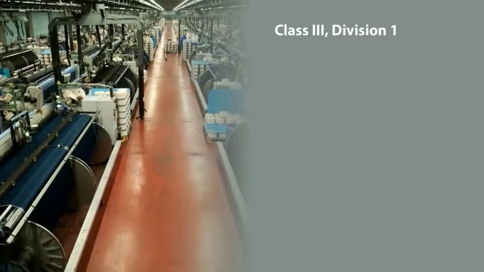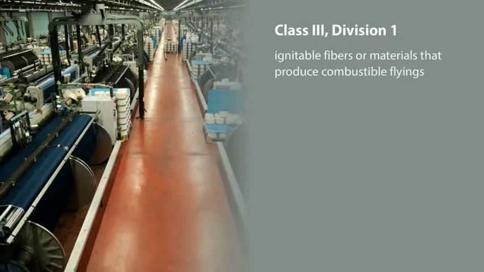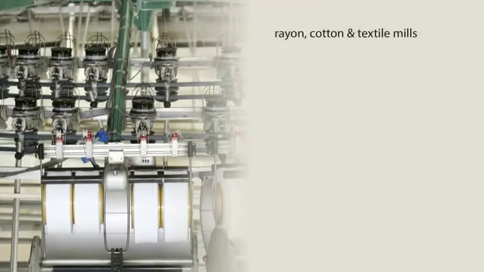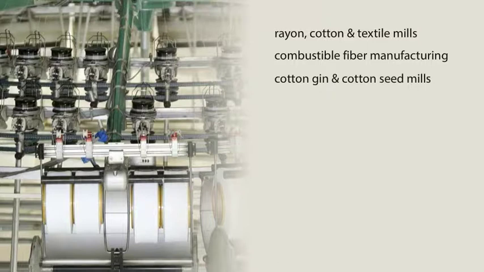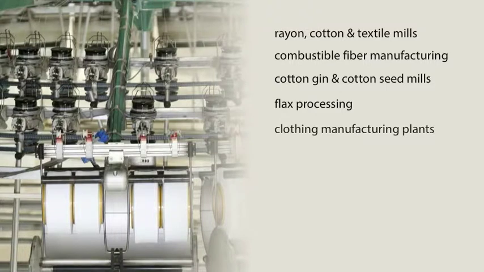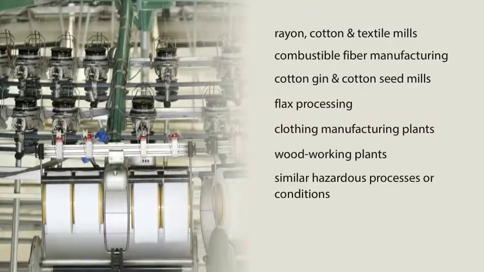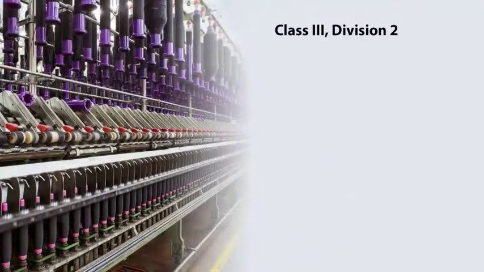Class 3 Division 1. Locations where easily ignitable fibers or materials that produce combustible flyings are used, handled, or manufactured. Examples are rayon, cotton, and other textile mills, combustible fiber manufacturing and processing plants, cotton gin and cottonseed mills, flax processing plants, clothing manufacturing plants, and woodworking plants and establishments involving similar hazardous processes or conditions. Class 3, Division 2. Locations where easily ignitable fibers are stored and handled.